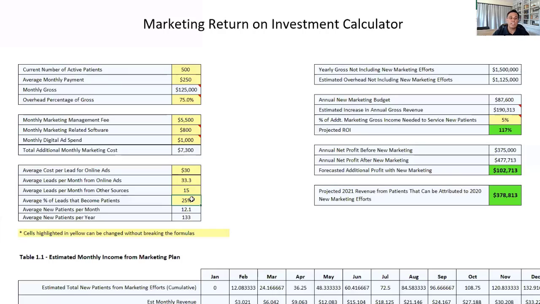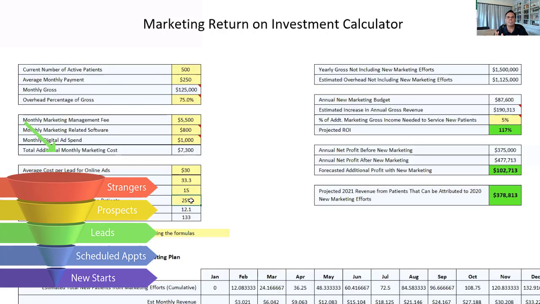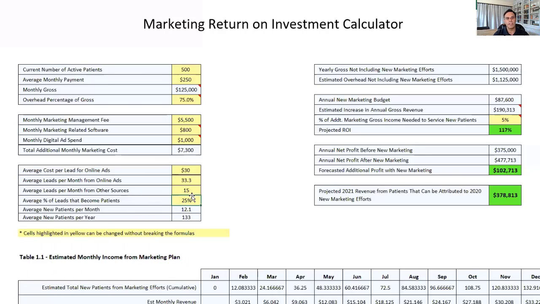But you really need to understand that, because you've already paid for those people at the top of the funnel. If they're getting sabotaged right at the end there, you've just thrown all that money away. That's part of the reason that if you're not super savvy in marketing, it's great to hire someone, because they should understand how to increase that percentage. Anyway, with these numbers, you're going to get about 12 new patients a month, 133 a year.